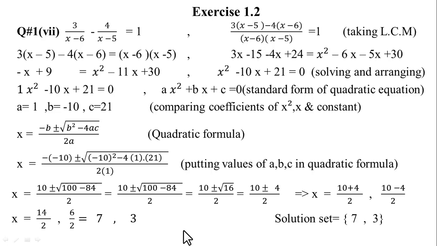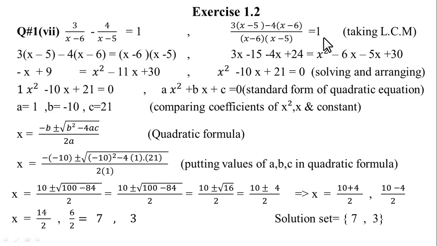Now today's last question, question number 1 part 7. In question number 1, part 7 is in the form of fractions. First of all, we solve and change it into standard form equation. Then in question number 1 part 7, 3 upon x minus 6 minus 4 upon x minus 5 is equal to 1. Taking LCM, we have x minus 6 into x minus 5. So 3 multiplied by x minus 5 minus 4 multiplied by x minus 6 is equal to 1.